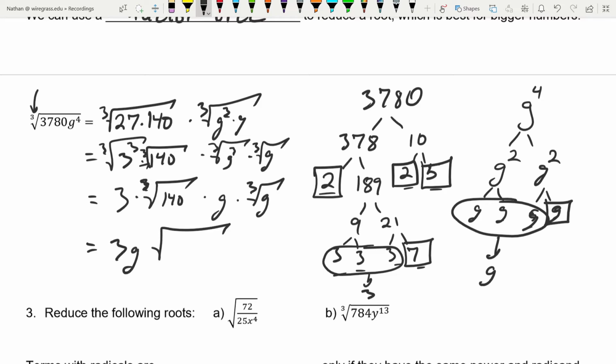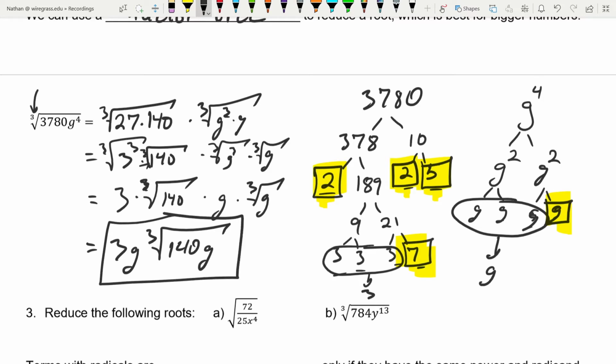And what remains on the inside? Well, it's going to be everything that's left over. That's going to be the 2, the 5, the 7, and the g. 2 times 2 times 5 times 7 is 140. And there's a g on the inside, which of course is what I've shown here.